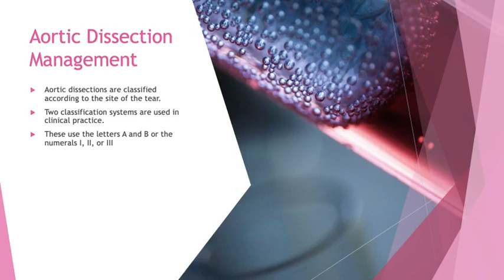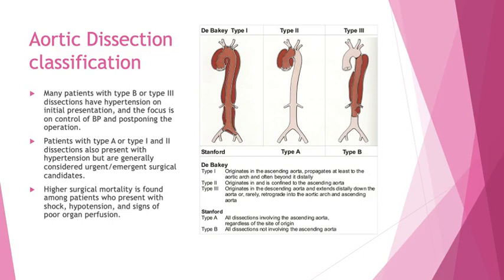Now, they are classified according to the site of the tear, and we'll talk about the systems. They use two classification systems in clinical practice, with the letters A and B, or numerals 1, 2, or 3. They are called the DeBakey type 1, 2, or 3, or the Stanford type A or B. A lot of patients with the type B or 3 dissections have hypertension on initial presentation, and typically we want to control their hypertension and see if some of that can be reabsorbed or well controlled.